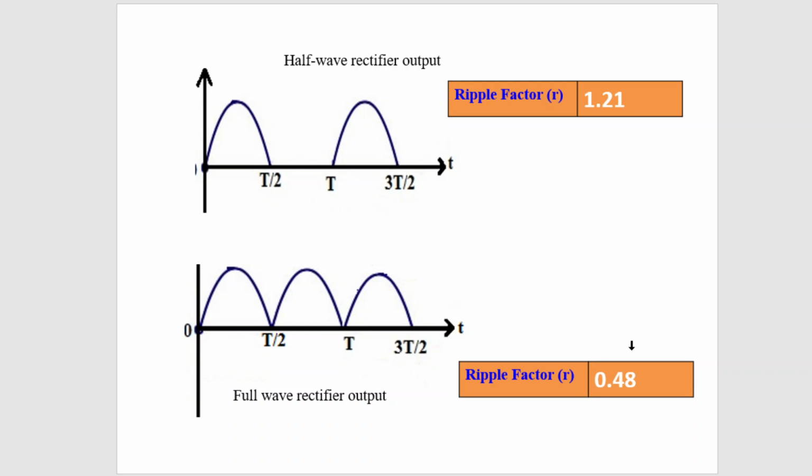That means the output of a full wave rectifier is unidirectional, but still there is a variation in the output. There is some ripple, 48% ripple, in the output, and the motivation is that we want to reduce this variation, or reduce this value of ripple factor that we are getting in the output. So how can one reduce this variation in the output? Because in the case of a DC signal, we want zero variation; there should be no variation.